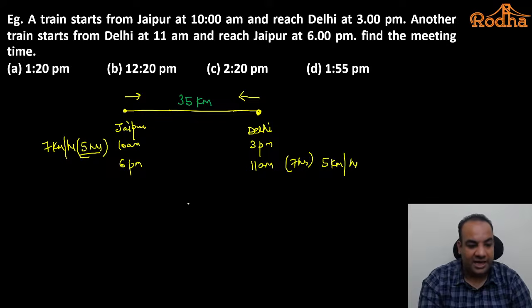ये 10 बजे चलिए 11 बजे, तो पहले 11 बजे तक सिनेरियो देखते हैं क्या है. एट 11 AM व्हाट इज द सिनेरियो? 10 बजे चली 11 बजे, ये सिनेरियो. 1 घंटे में कितना चली? 7. सो एट 11 AM व्हाट वुड बी द सिनेरियो?